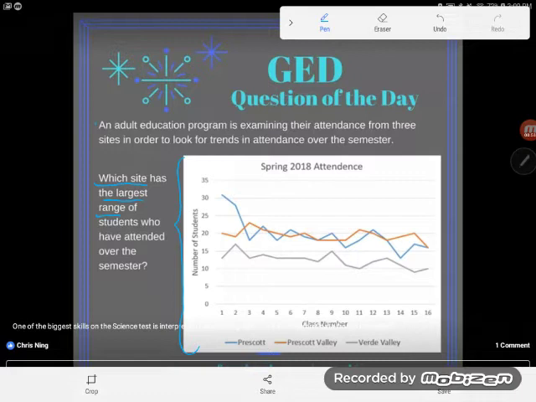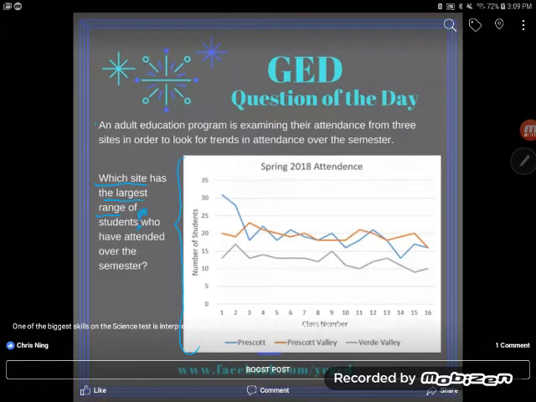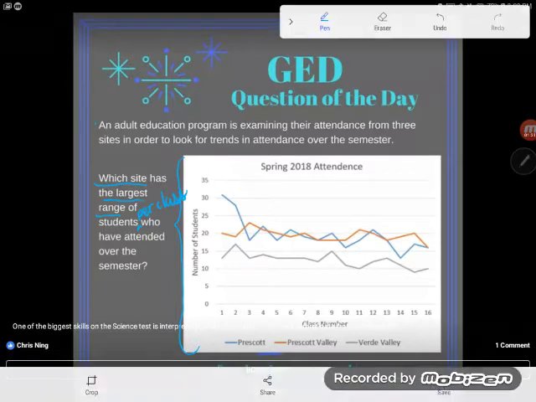I almost feel like I worded this wrong. That's why I paused for so long. Sorry, guys. Your sound didn't go out. But just reading it back to myself, it doesn't sound like a very clear question. Now I can interpret it based on what I knew that I wanted it to mean, but I should have been more specific. Like, which site has the largest range of students per class who have attended over the semester? Because we don't actually know.